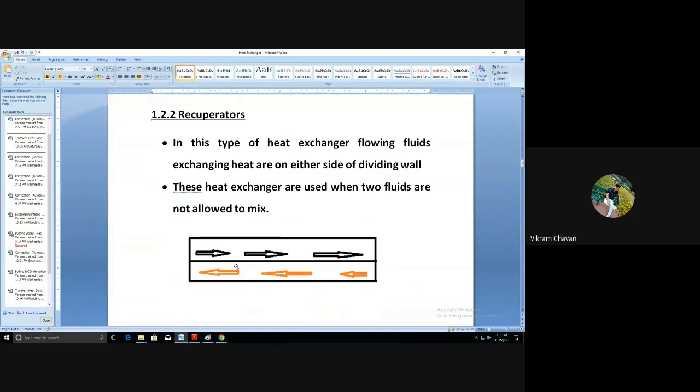Okay, so you can draw this sketch diagram for the recuperator. You can give the nomenclature, I have not given it here. This orange colored arrows you can label as hot fluid, and these black colored arrows you can label as cold fluid, and this middle line you can label as a dividing wall, or separator. Okay, over.